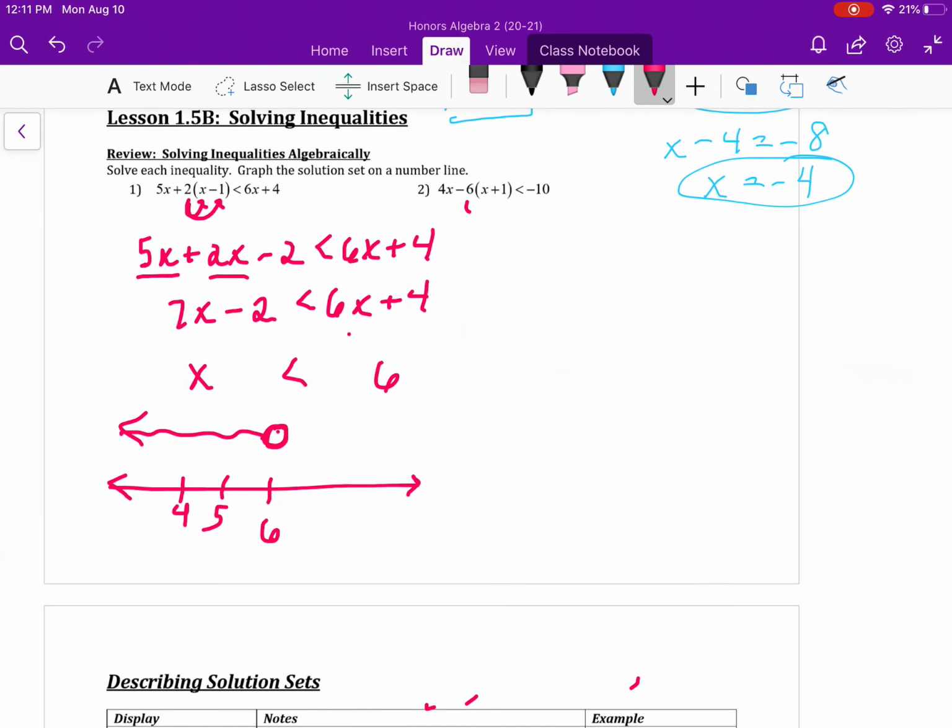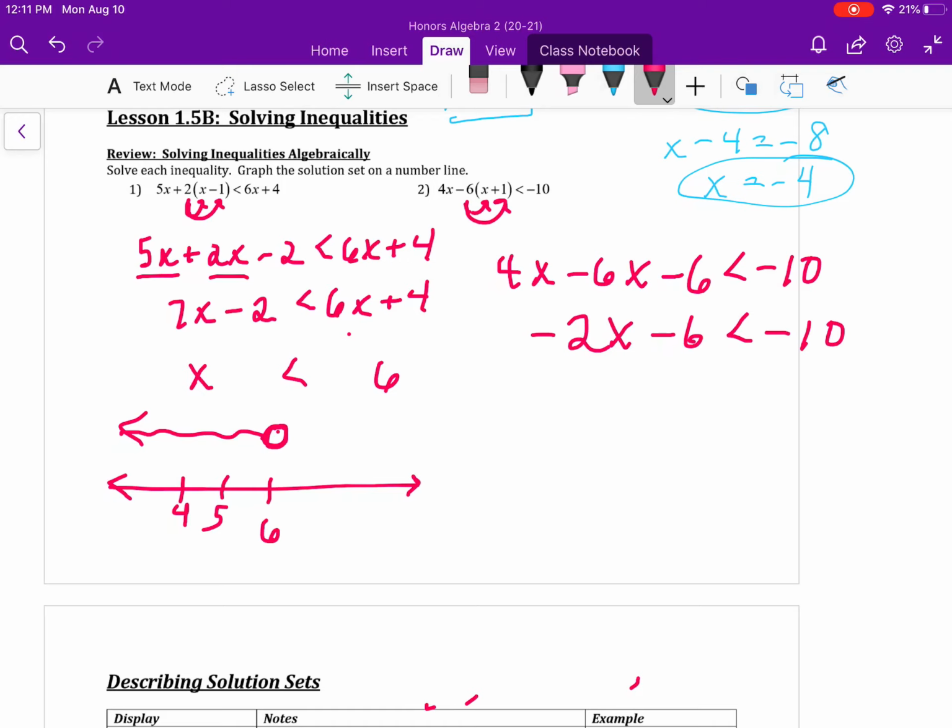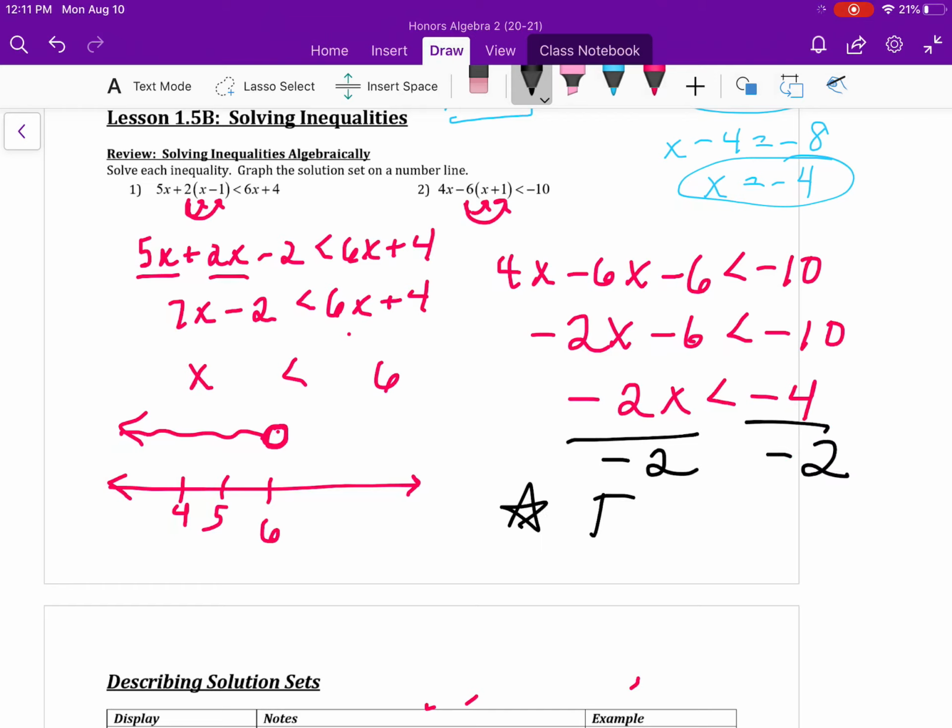I'm going to distribute this negative 6 again. I'm going to get 4x minus 6x minus 6 is less than negative 10. I get negative 2x minus 6 is less than negative 10. Add 6. And then divide by negative 2. Now remember, if you multiply or divide by negative 2, you have to flip the sign, right? So I need to make this less than sign greater than. So I'm going to get x is greater than 2.